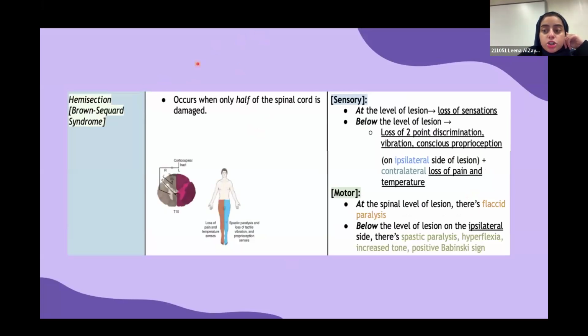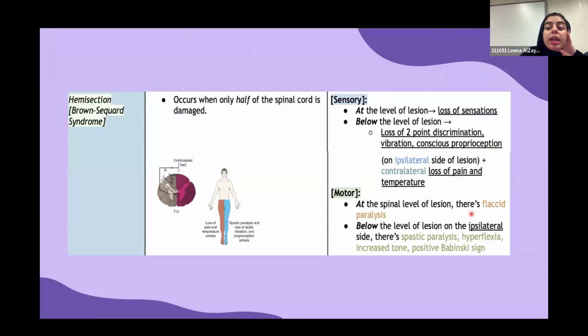Okay. Hemisection. Hemisection is when half of the spinal cord is damaged. So you'd basically lose everything on half of the body, some of it contralaterally and some of it ipsilaterally. At the level of the lesion, you would have loss of all sensations. Below the lesion, you're going to have loss of two-point discrimination, vibration, and conscious proprioception ipsilaterally. Why? Because the decussation didn't happen yet. The decussation of the dorsal column happens in the medulla, so it's still ipsilateral. But you will have contralateral loss of the spinothalamic tract, which is pain and temperature, because the decussation happens on the level of the spinal cord.